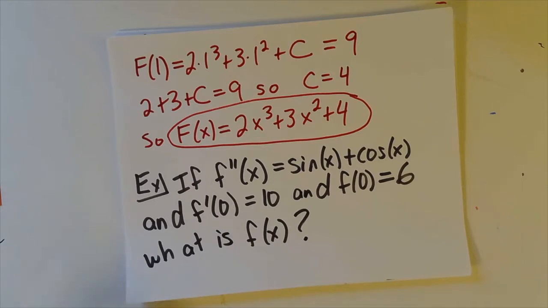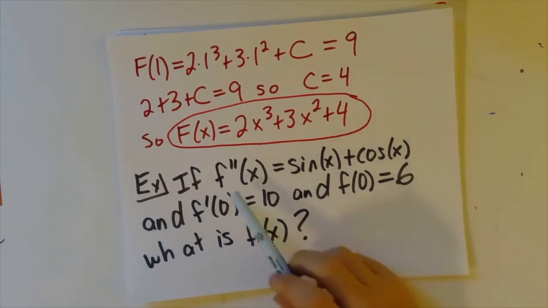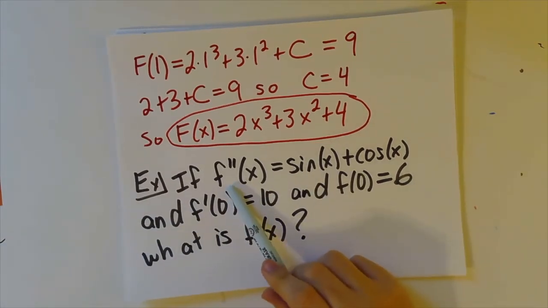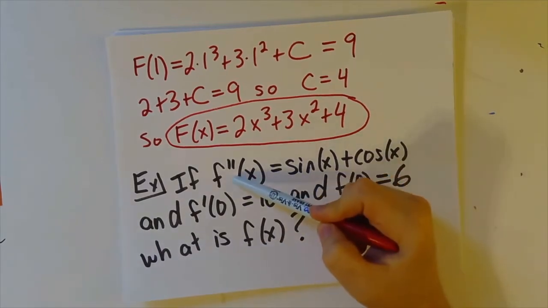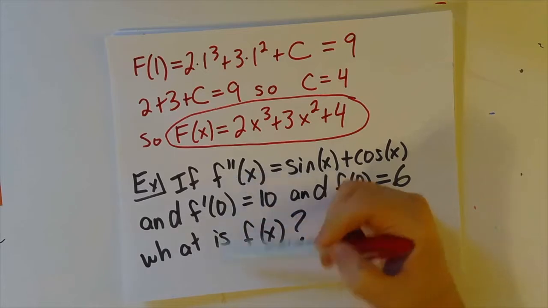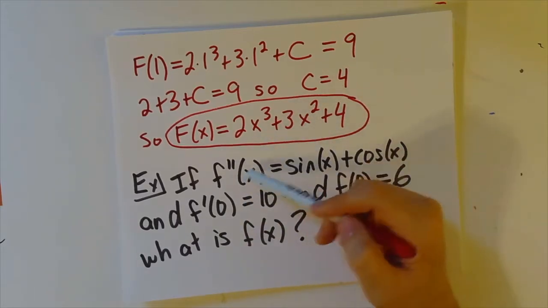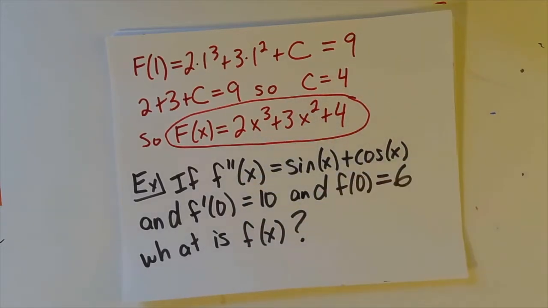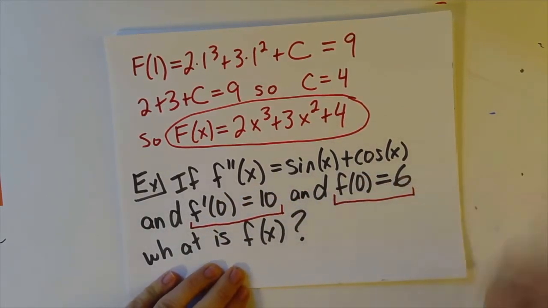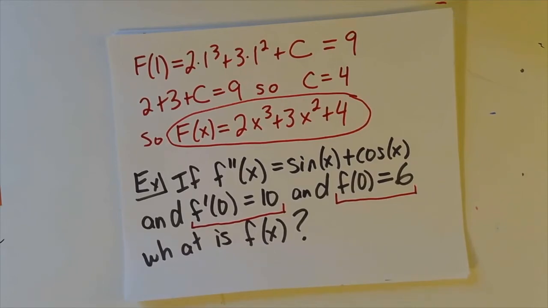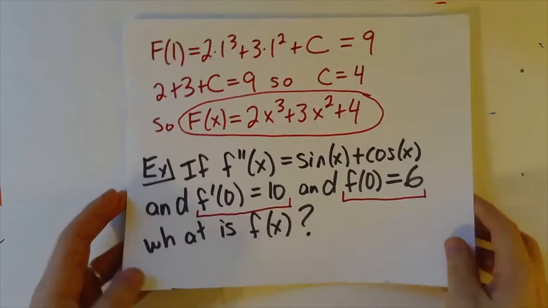Okay, so what you'll notice here is that I've given you the second derivative of little f, and I want to find little f. So in order to do that, I'm going to have to integrate twice, because the integral is undoing the derivative. But that's going to introduce some constants, as we'll see. And so I'm going to need these, again, initial conditions here to find the value of those constants. Okay, so let's do this.